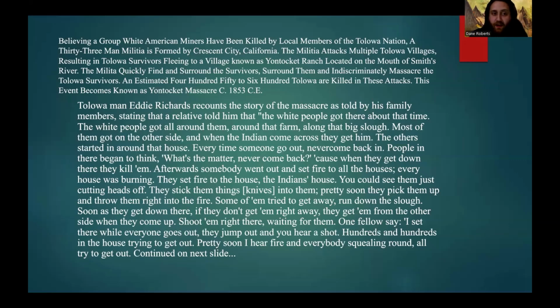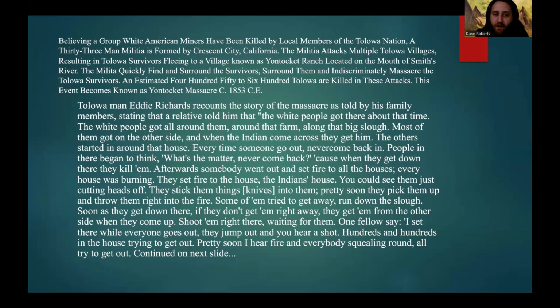This is seen when Tolowa man Eddie Richards recounted the story of the massacre as told by his family members, stating that a relative told him that, quote, the white people got there about that time. The white people got all around them and around that farm along that big slough. Most of them got on the other side, and when the Indian came across, they got him. The others started in around that house. Every time someone go out, never come back in.